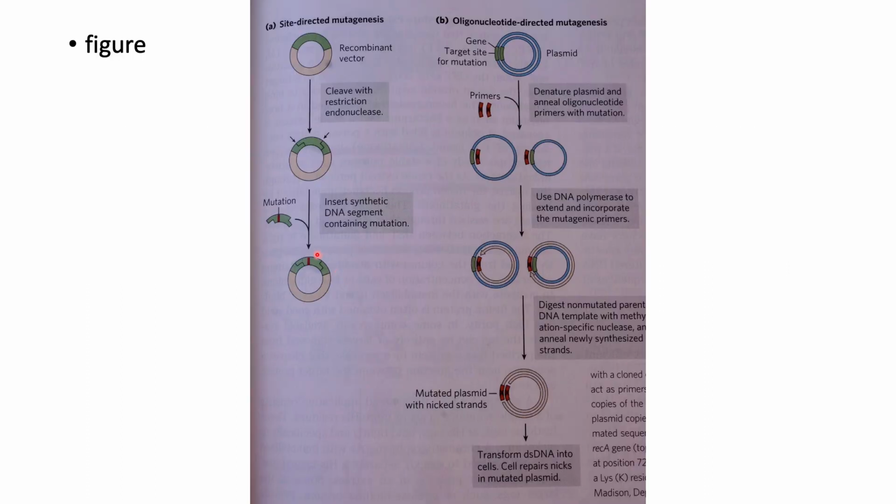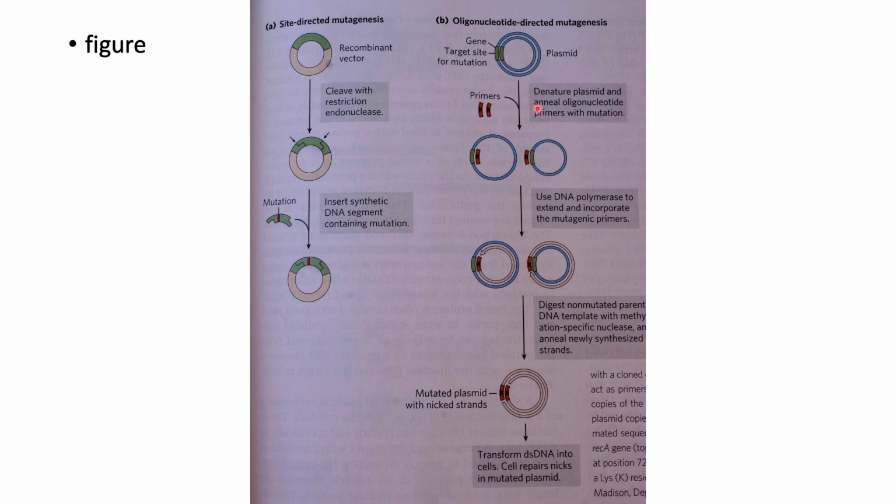So this is an example here. Site-directed mutagenesis, a recombinant vector here. You cleave it with a restriction endonuclease. You insert a synthetic DNA sequence with the mutation. That's site-directed. There's also oligonucleotide-directed, where you have the gene, the target site for mutation in the plasmid.